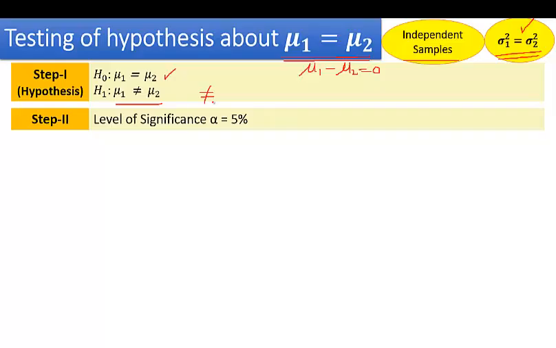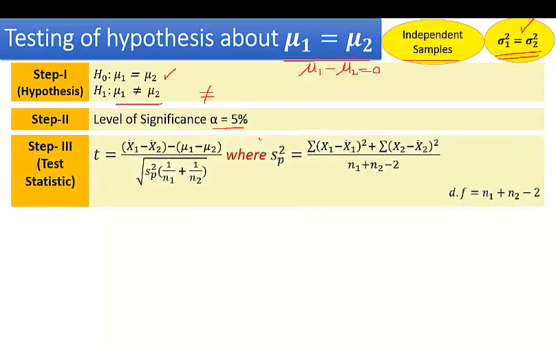The second step is to specify the level of significance, that is alpha. I have explained this concept of alpha in the previous video when I was doing testing of hypothesis for single population mean. However, alpha is the probability of rejecting the null hypothesis when it is actually true.